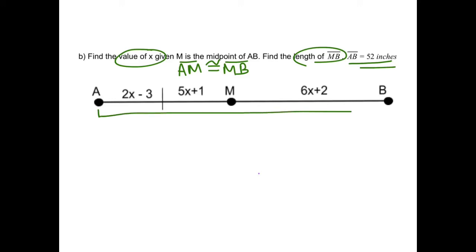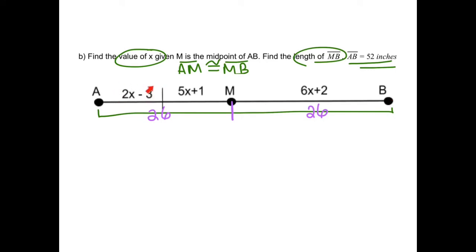So if the whole thing equals 52 inches, then by definition of the midpoint, this piece up here is 26, and this whole piece down here is also 26. We'll see if I can use that to find the value of x. Now, I actually do have a lot of options here. Since I know the length of the entire segment of 52, I can technically add this 2x minus 3 plus this 5x plus 1 plus 6x plus 2 to set equal to 52 and solve.